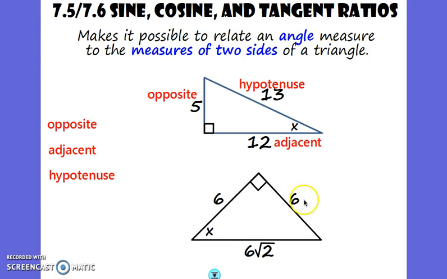Here we've got one of our classics, 45, 45, 90. So this is a 45-degree angle right here. And if that's the 45 we're looking at, we would consider this one the hypotenuse. And then the opposite would be the one that's way across. This would be the opposite side from that angle. And adjacent would be the other one, the one that's right next to it, but not the hypotenuse.